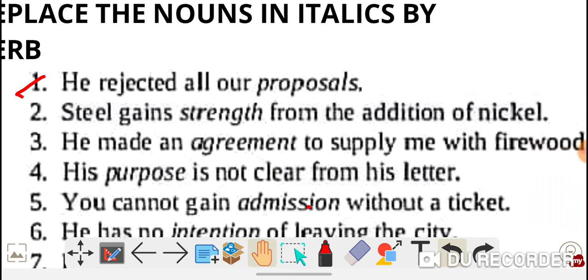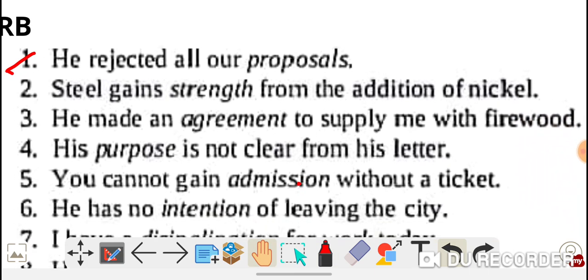The first one is: He rejected all our proposals. So proposals is a noun. So what is the verb form of proposals? Propose. So the answer is, please write it down: He rejected all that we had proposed.